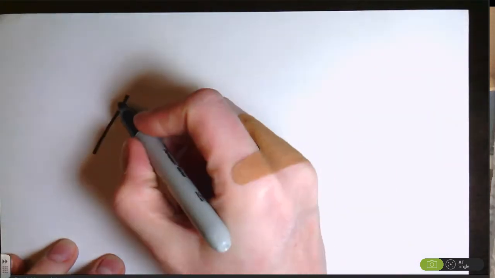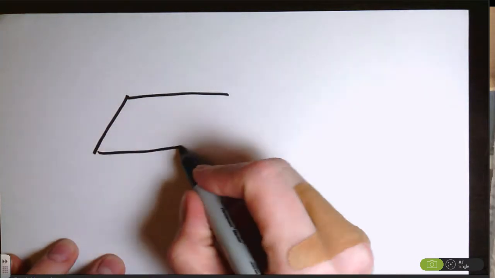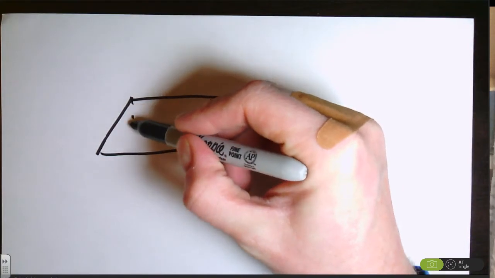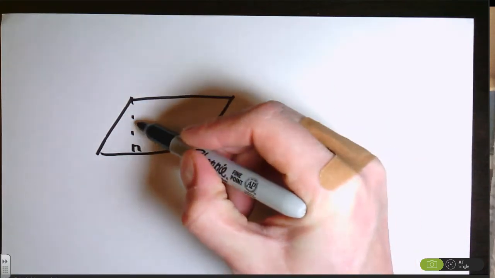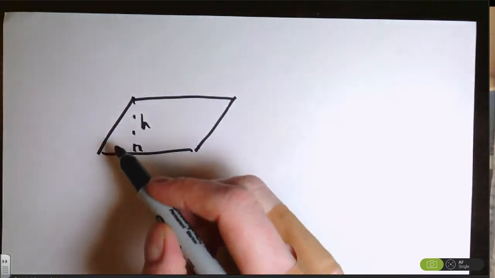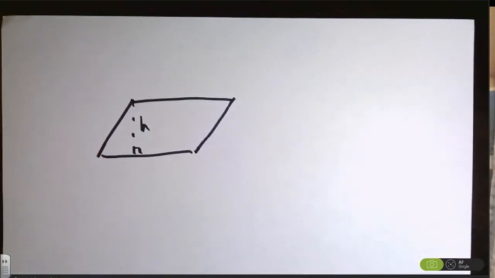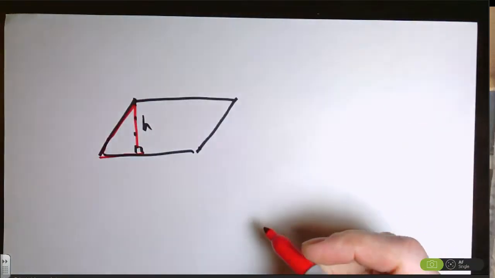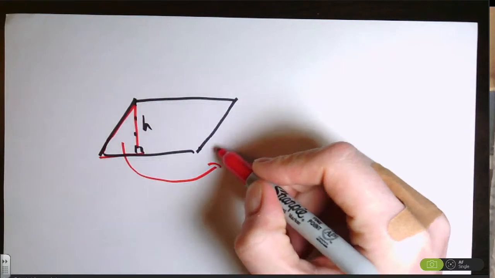For a parallelogram, well, Mr. Moyer can freehand this. Not too bad. For a parallelogram, what you can actually do is take the height of the parallelogram, and when you draw it down from a corner to the side, it creates this little tiny triangle that I can trace in red. And what I can actually do is take this triangle and slide it right here.